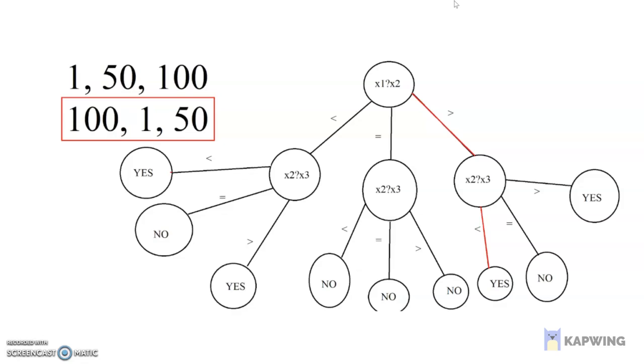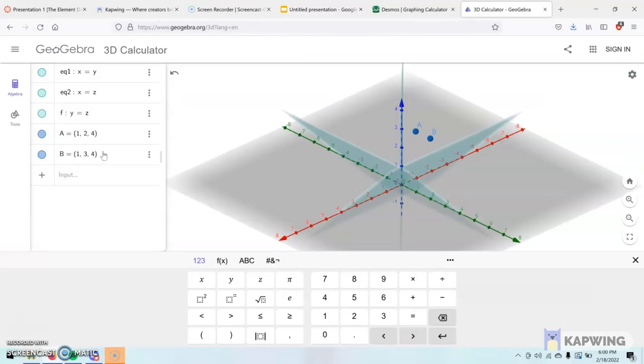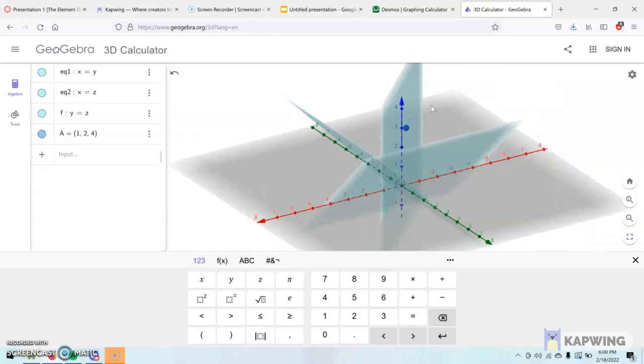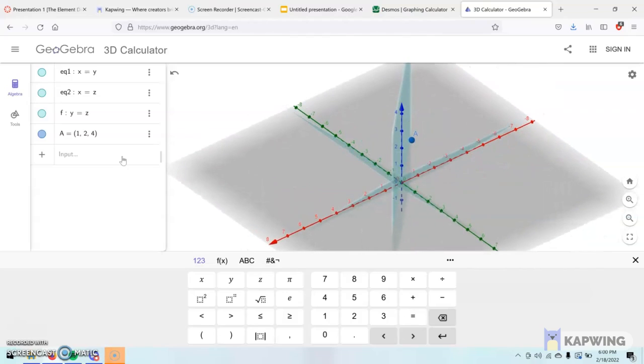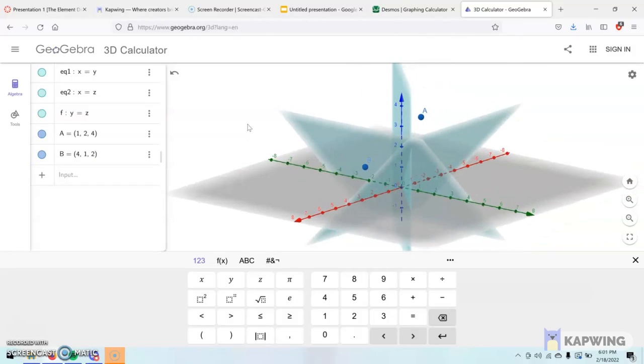And then going back to the graphical representation, you have 1, 2, 4, right? You're in this region, and this corresponds to one leaf. But if you have the region of maybe 4, 1, 2, you're in a different region, right? 1, 2, 4 permuted is 4, 1, 2. Here's one region, here's one region.